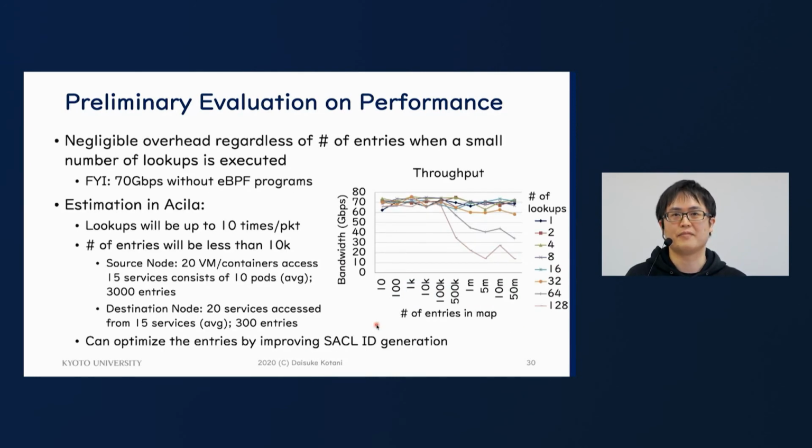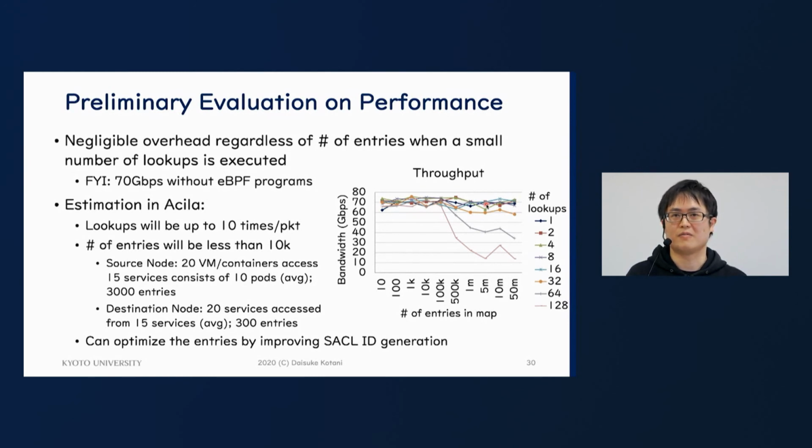So this is the result that you can see in this chart. As you can see, the number of entries did not have an impact on throughput. Of course, referencing the map, the performance will deteriorate, which was assumed. We were able to achieve 70 gigabps without eBPF programs. Even with a lot of entries, we were still able to maintain 70 gigabps. So we can conclude that the number of entries does not impact the overhead on the overall performance.